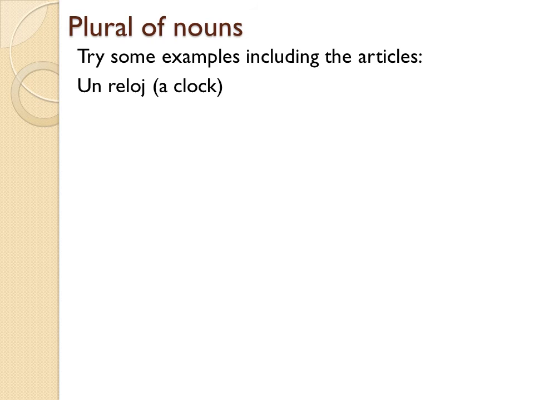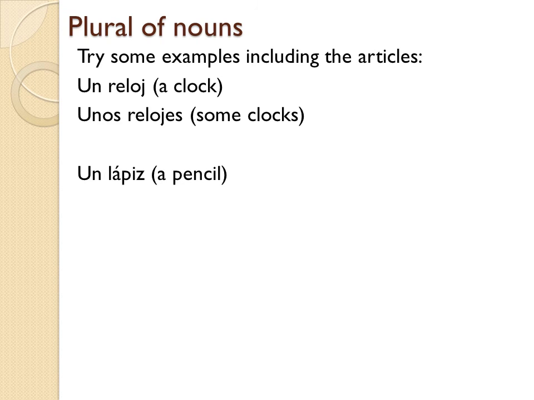Right. Un reloj. Now, j is a consonant, right? So to make it plural, remember what you need to do. Unos relojes. And when you pronounce it, make sure that you still pronounce every syllable there. Relojes. Right. Un lápiz. Ends in z, so remember what we gotta do. Unos lápices. And again, you created a new syllable, so you gotta pronounce it. Lápices.